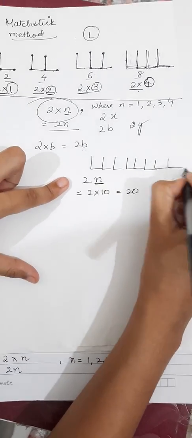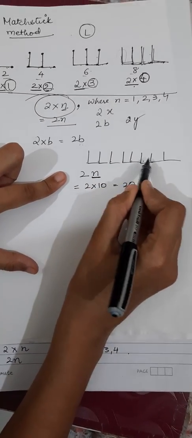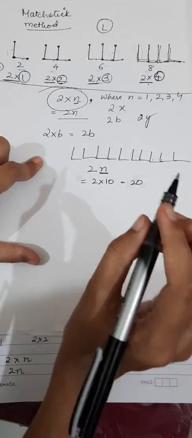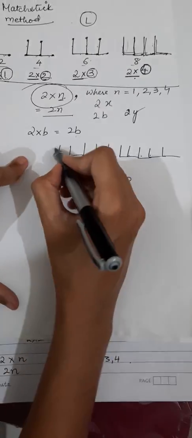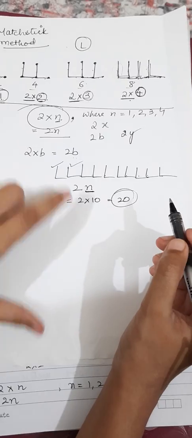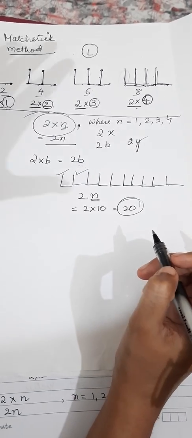So for making 10 alphabets, 1, 2, 3, 4, 5, 6, 7, 8, 9 and 10, the total number of matchsticks required will be 20. Okay, that's why we are going to use this algebra.